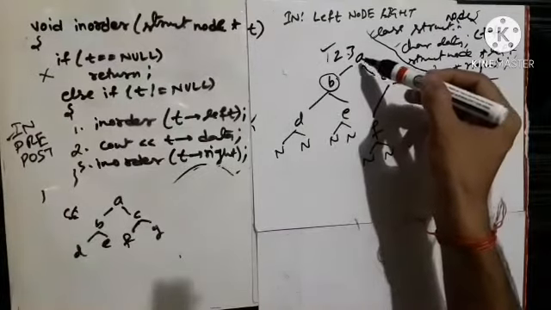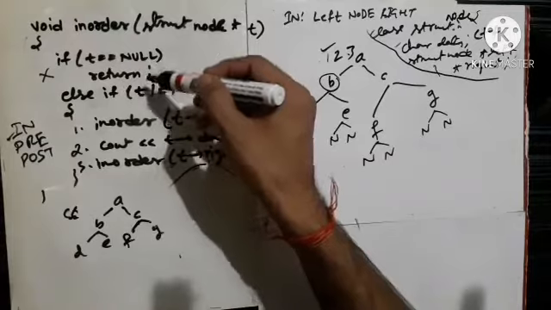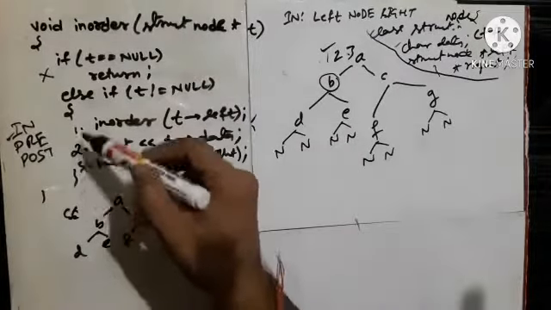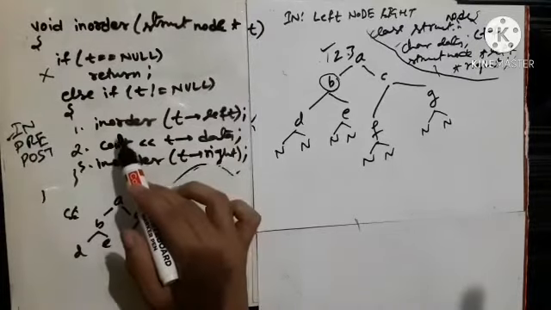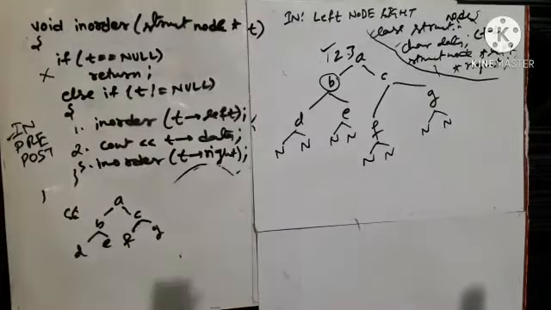Suppose whenever after calling, it is first checking is T null. No, T is not null, so it will enter into the else if part, and it has to execute these three statements basically. So first it will execute inorder. After the execution of this statement, then it will execute the second statement, isn't it? Are you getting my point?